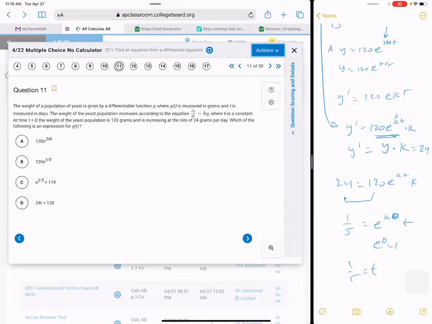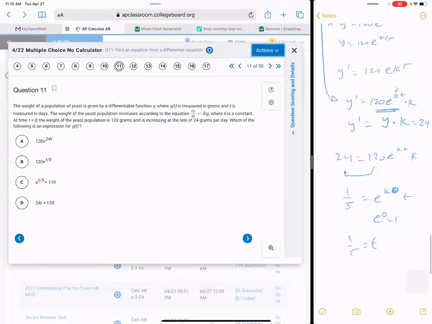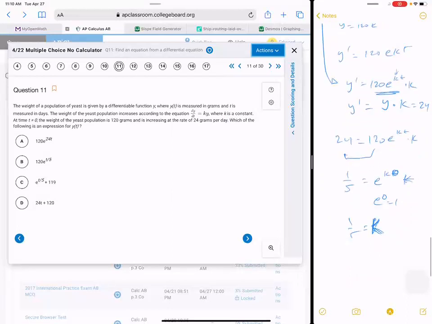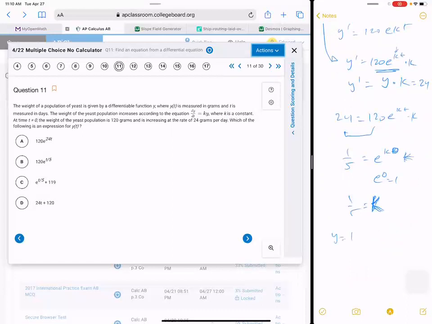So k is 1 over 5. Whoops, not k. Oh my gosh, this is k. That's k. K is 1 over 5. So y is equal to 120 e to the, we said kt, right? So kt, we're 120 e to the 1 over 5 t. My goodness. Okay. All right, next question, if you trust me.